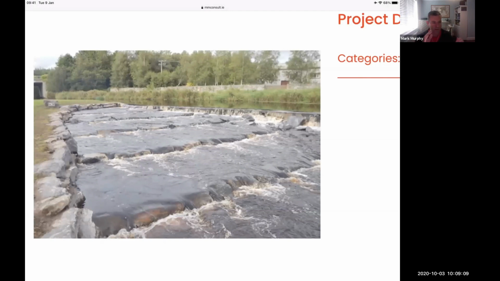It worked. It's working fantastically well. All the fish are getting up now. There's none dying, or very few dying, and it's a success. We had one problem, however.